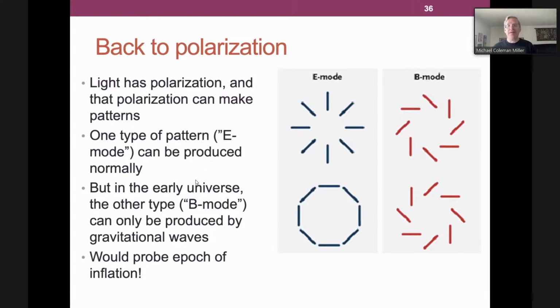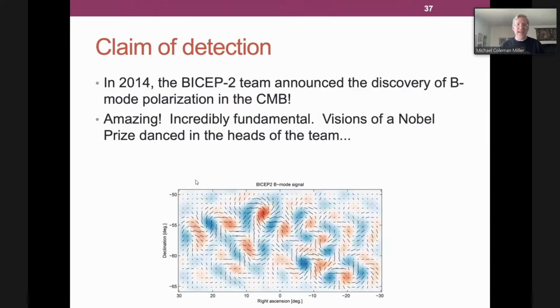And when would those happen? The epoch of inflation, 10 to the minus 34 seconds after the Big Bang, a time when a lot of the initial conditions were set, but they currently can't be observed easily in a direct way. It would give us a huge amount of information. Therefore, the detection of the B mode in the polarization of the cosmic microwave background would be monumental in its importance. And in 2014, the BICEP2 team announced the discovery of B mode polarization in the CMB.